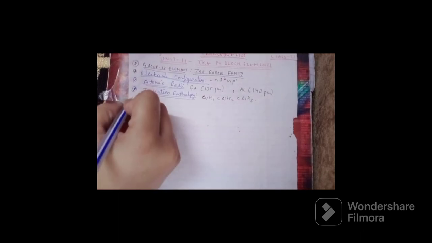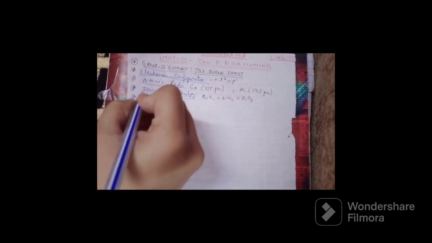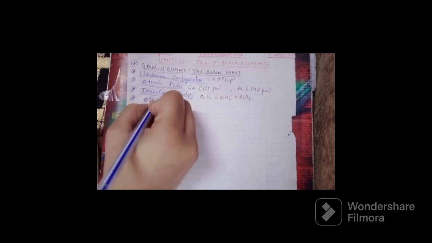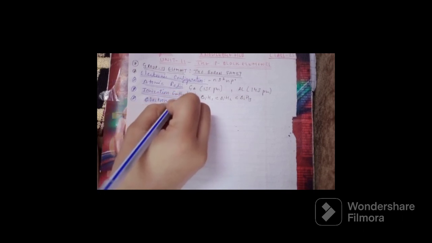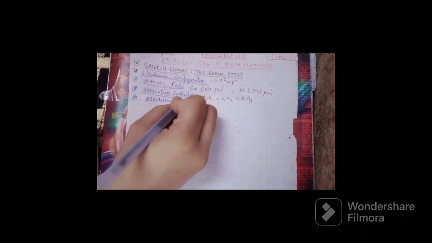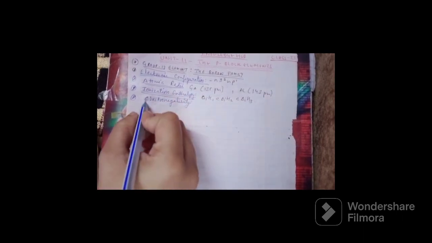Now we discuss the electronegativity. That is the fourth one. In terms of electronegativity, down the group, the electronegativity first decreases from boron to aluminum and then increases marginally. This is because of the discrepancies in the atomic size of the elements.